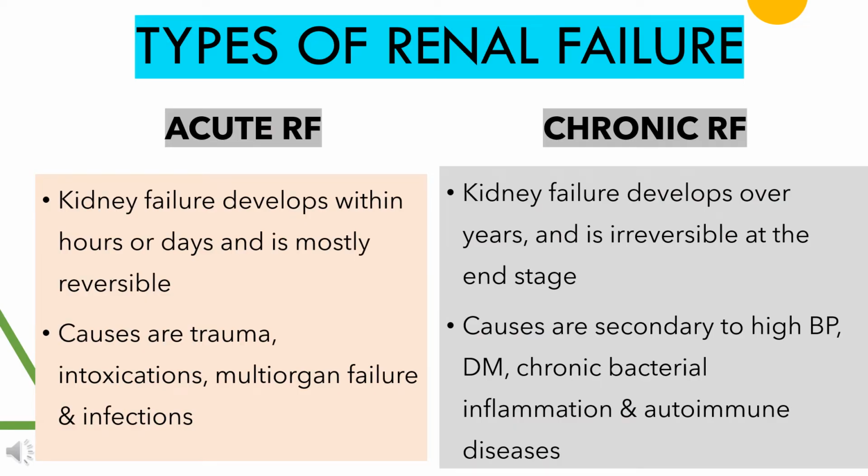There are two types of renal failure, and they are acute and chronic renal failure. Acute renal failure develops within hours or days and is mostly reversible. Common causes are trauma, intoxications, multi-organ failure, and infections. Whereas chronic renal failure develops over years and is irreversible at the later stage. Common causes are high blood pressure, diabetes mellitus, chronic bacterial inflammation, and autoimmune diseases.